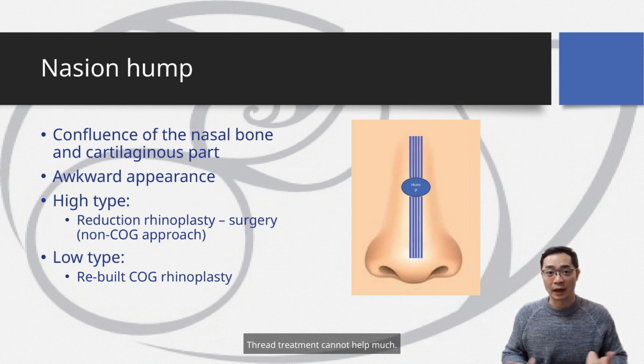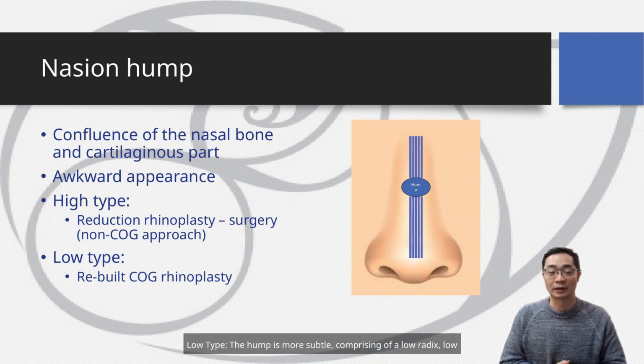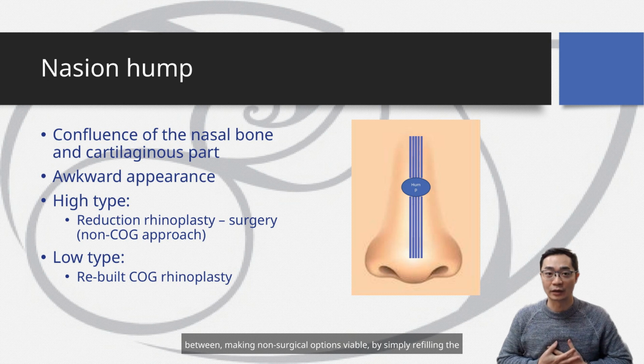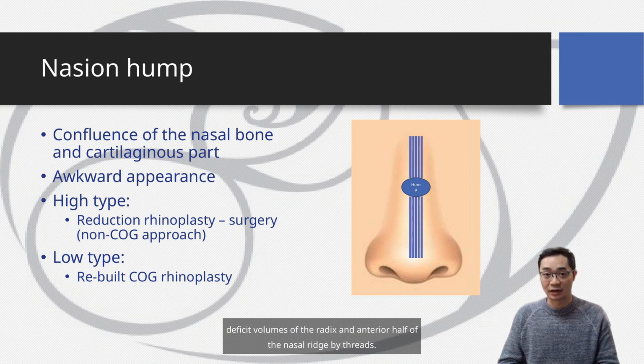Low type. The hump is more subtle, comprising a low radix, low anterior nasal ridge with derotated tip, with the Nasion hump in between, making non-surgical options viable by simply refilling the deficit volumes of the radix and anterior half of the nasal ridge by threads.